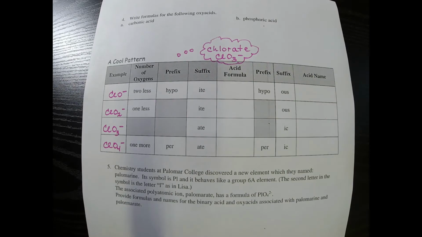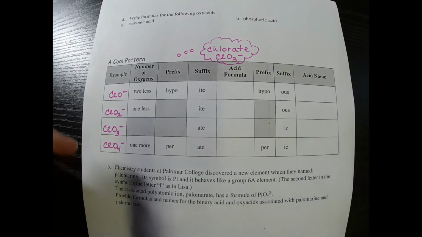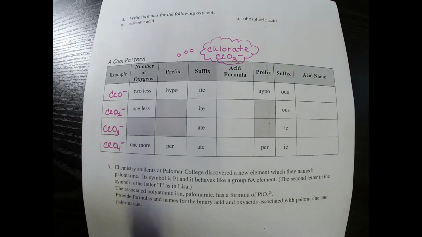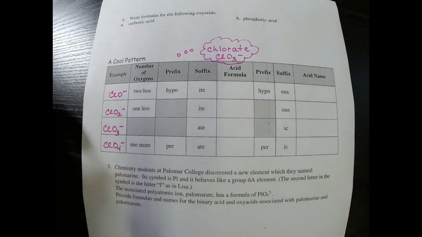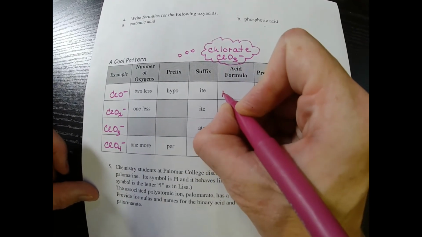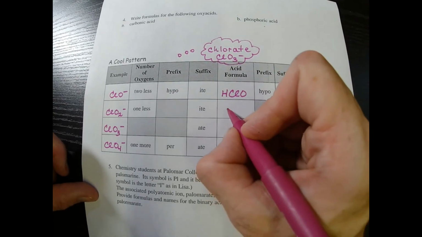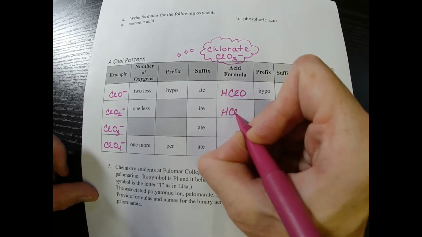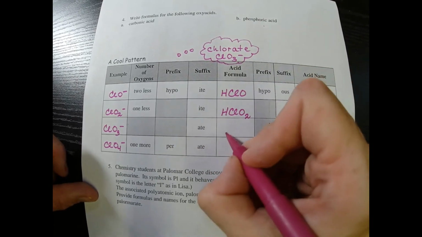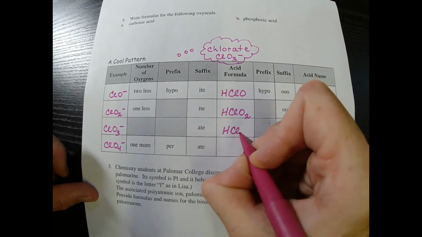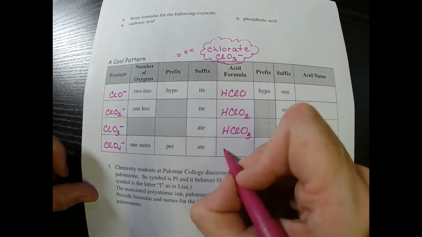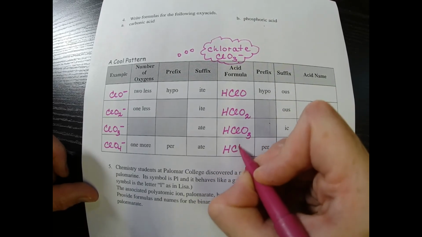In terms of the acid formulas, since chlorate and chlorite and hypochlorite, all of the polyatomic ions in this series have a -1 charge. Since the proton, H+, is +1, we know they're going to combine in a 1-to-1 ratio. So here I have HClO, HClO2, HClO3, and HClO4.